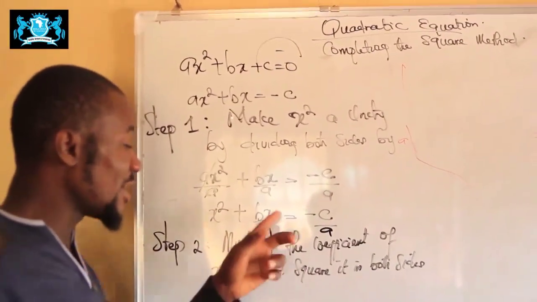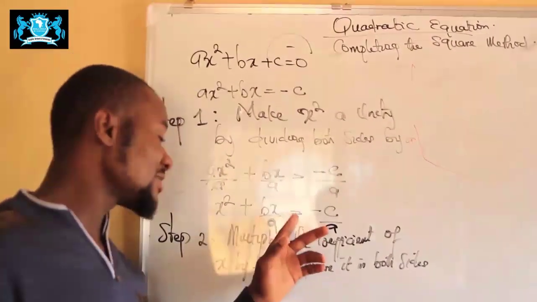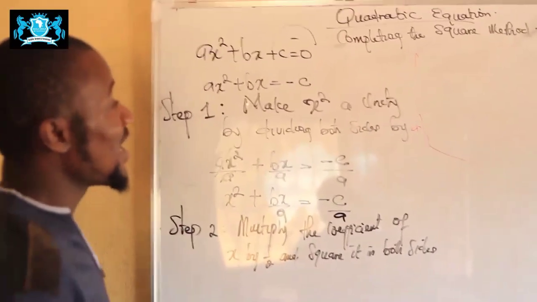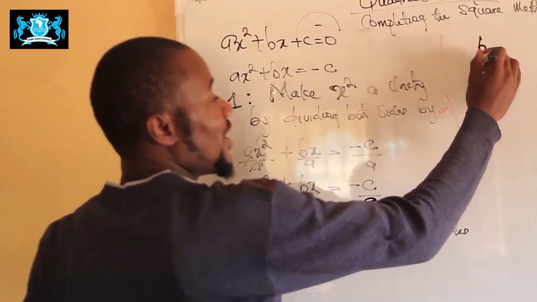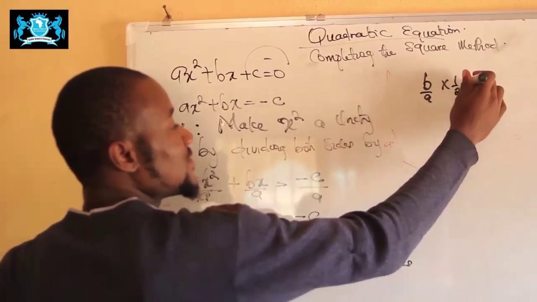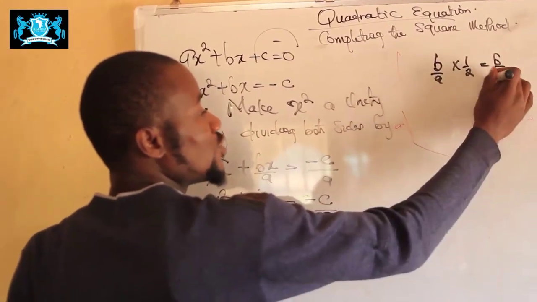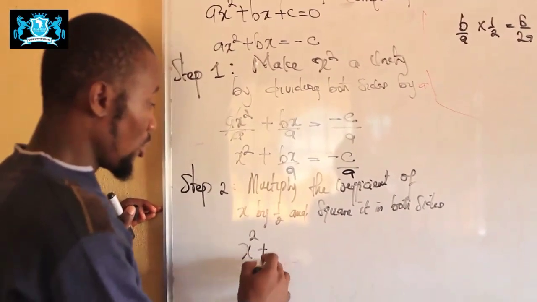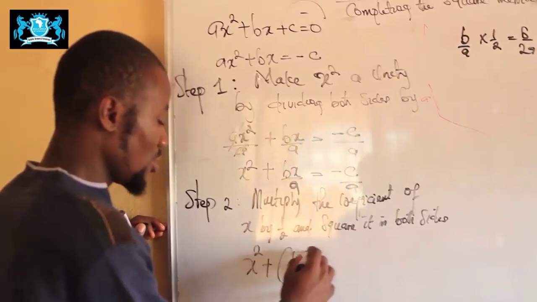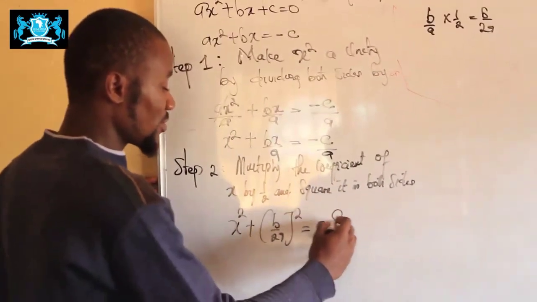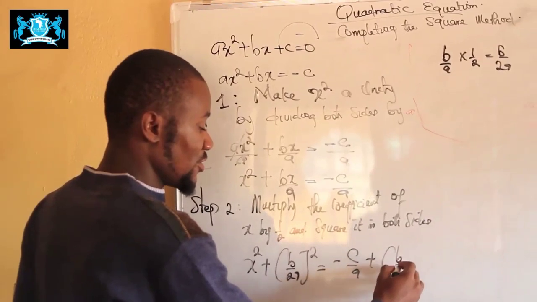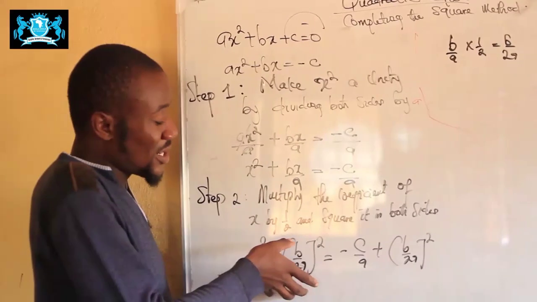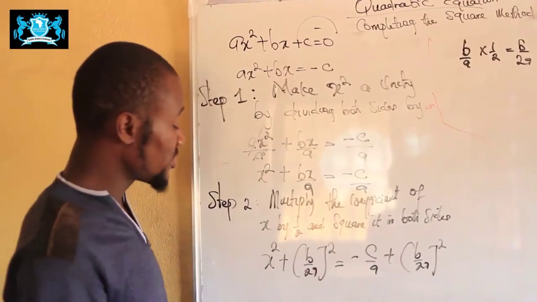So the coefficient of x, some students will say that the coefficient of x here is b. No. The coefficient of x here is b over a. Multiply it by half, you have b over a times half. b times 1 is b, all over 2, a times 2 is 2a. And square it on both sides, we have x squared plus b over 2a all raised to the power of 2 is equal to minus c over a plus b over 2a all raised to the power of 2. Now, because this one will go, we are replacing it with b over 2a all raised to the power of 2.